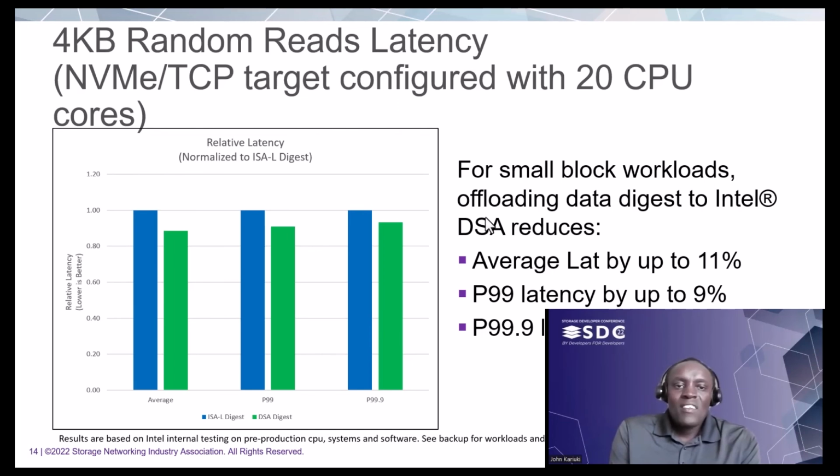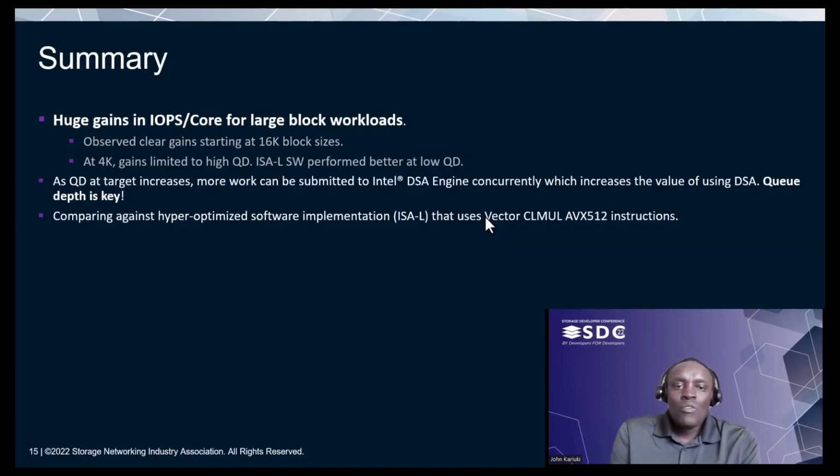To summarize the test results of our performance benchmarking, we observed significant gains in IOPS per core for large block workloads when we offloaded the CRC32 digest calculation to DSA versus doing it in software using ISA-L. We start seeing pretty clear gains starting at 16K block sizes. At the 4K block size, ISA-L actually performed pretty well.